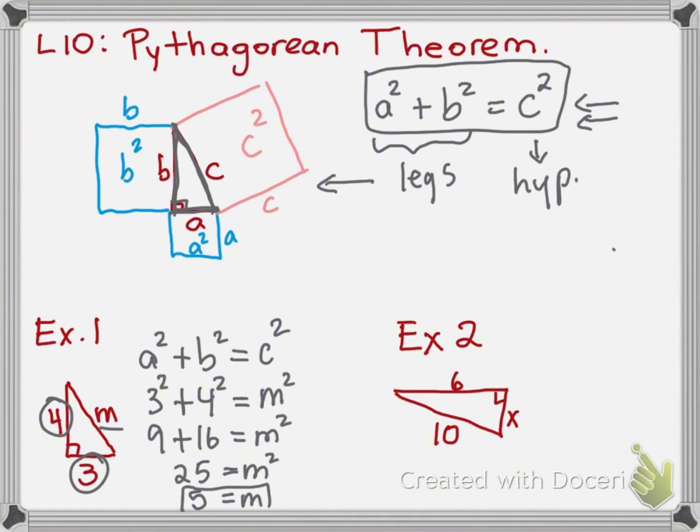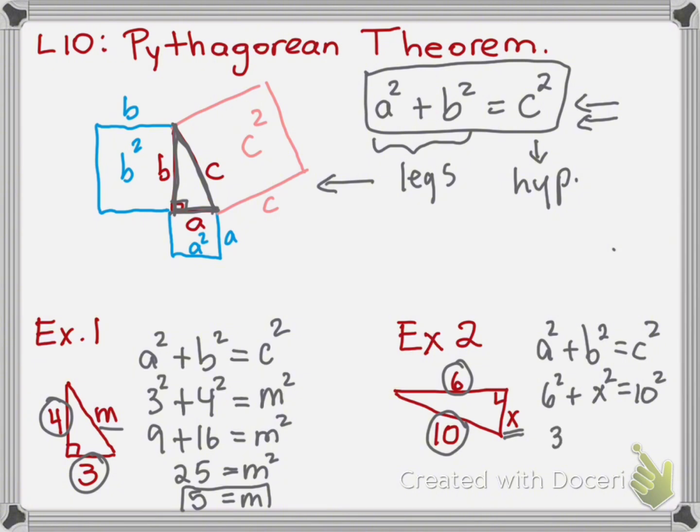In example 2, they give us another right triangle, but in this case, they're giving us one of the legs and the hypotenuse. And what is unknown is the other leg. So let's write the formula just so that we remember what we have. And then we're going to exchange the 6. It's going to be, let's say, our a. b is the x, and c is the 10.